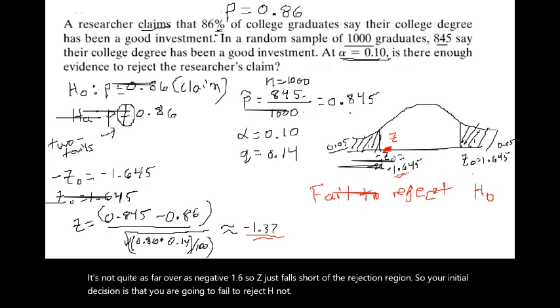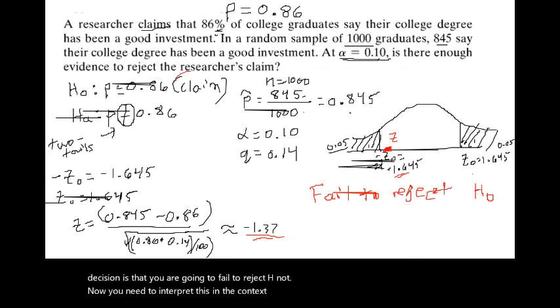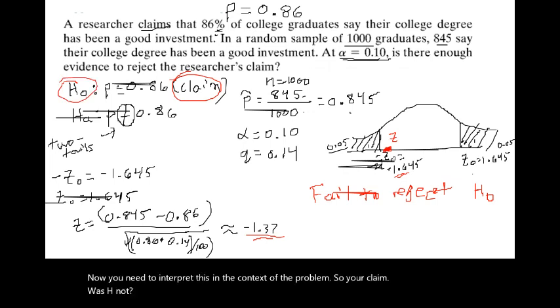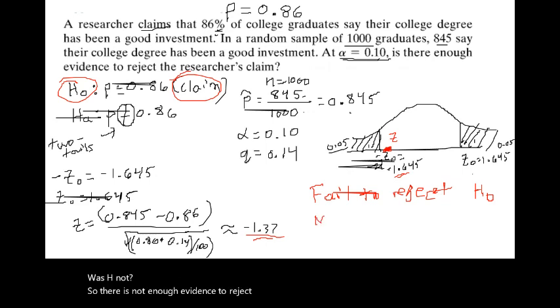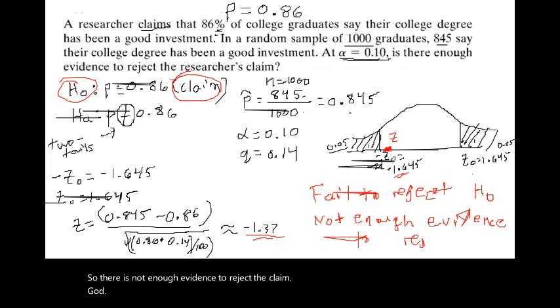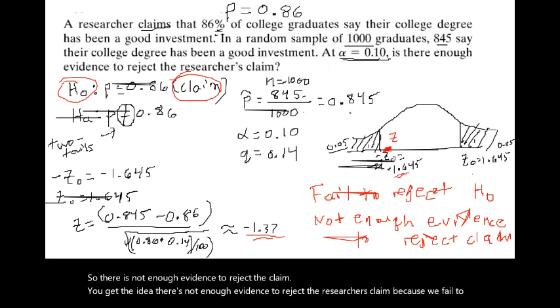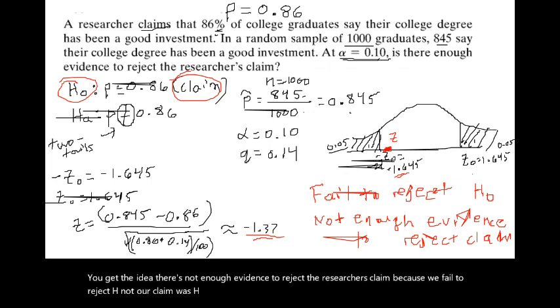Now you need to interpret this in the context of the problem. Your claim was H naught. So there is not enough evidence to reject the researcher's claim. Because we failed to reject H naught and our claim was H naught, we do not have enough evidence to reject the claim.